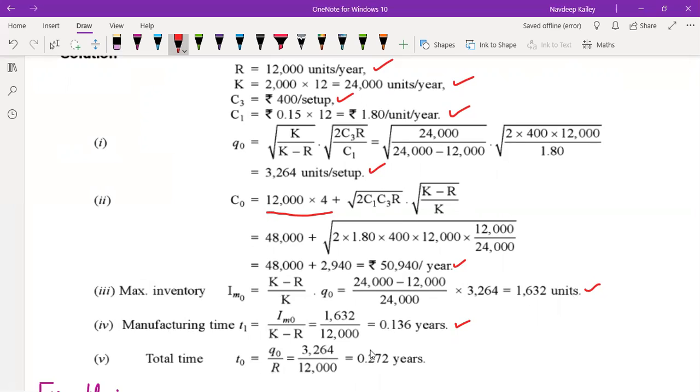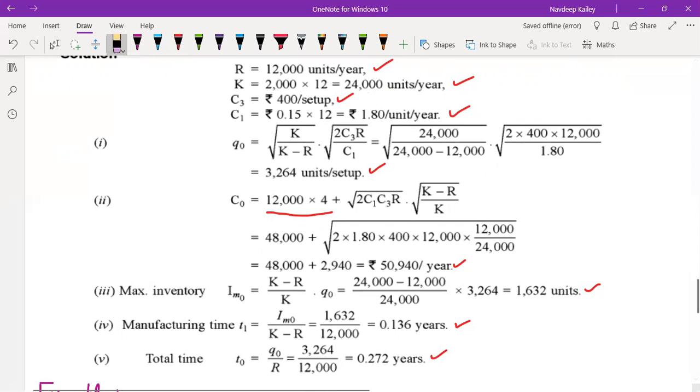Total time is given by optimal load size upon capital R. Already we have calculated the optimal load size. This is 3264 upon 12,000. Then the total time is 0.272 years.